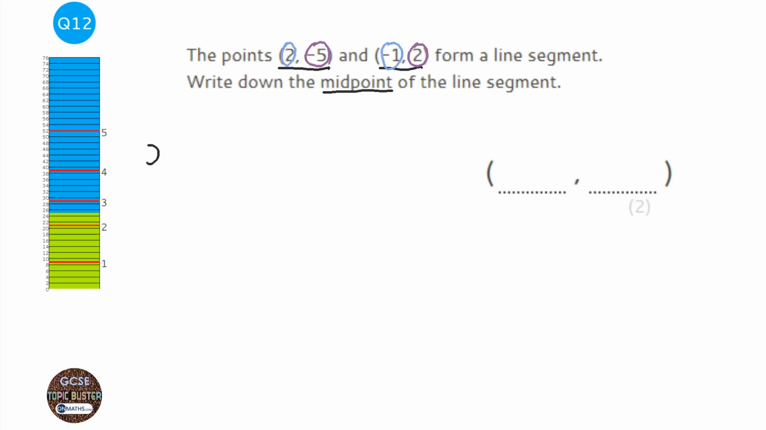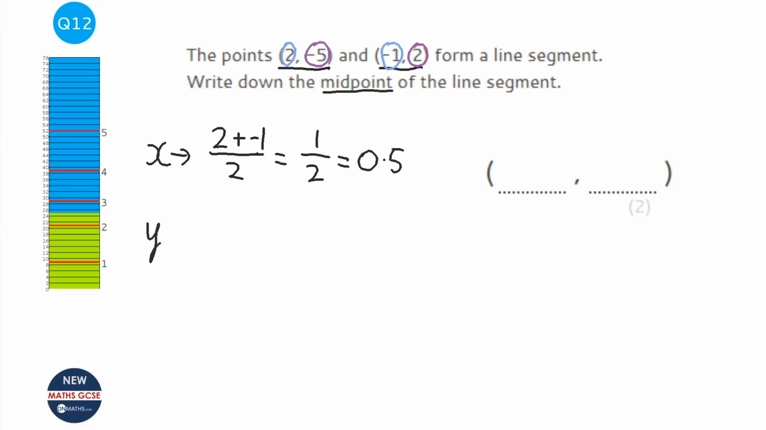So to find an average, we're going to do the x coordinates first. You add together the two x coordinates and divide by 2, because there's two numbers. So 2 plus minus 1, well, 2 take away 1, because the minus will win against plus and a minus. So 2 take away 1 is 1, and divide by 2 is just going to be 0.5, or just a half. The y's, so here we've got minus 5 plus 2 over 2.